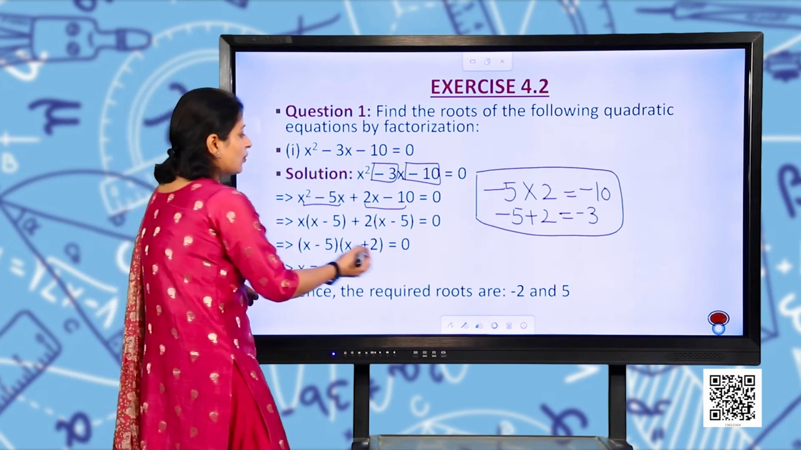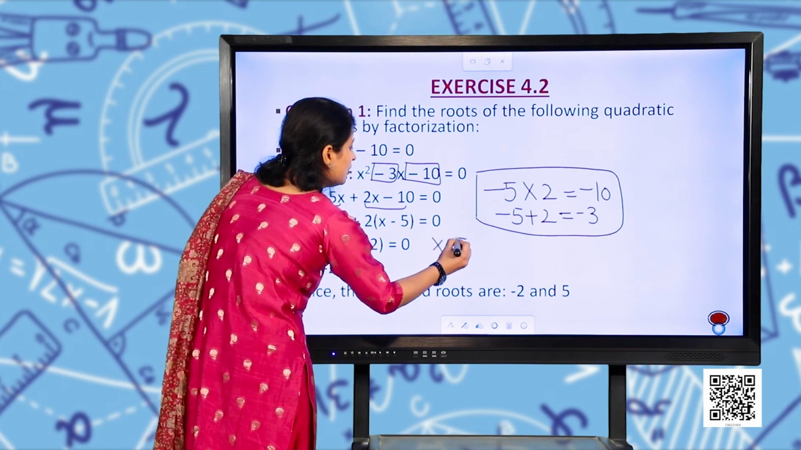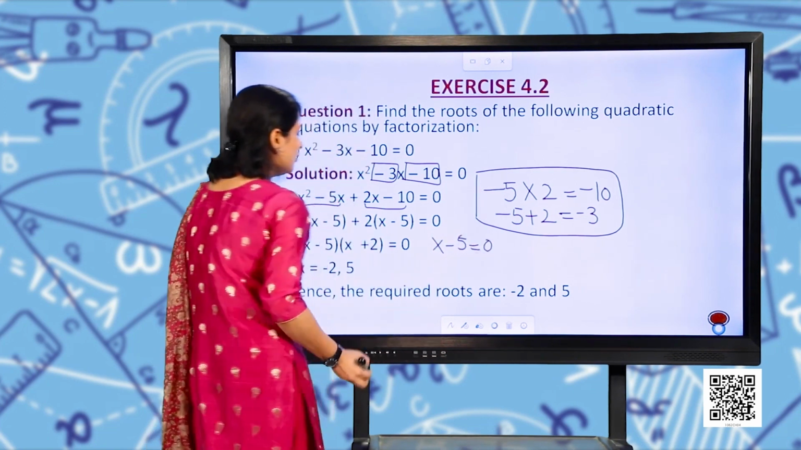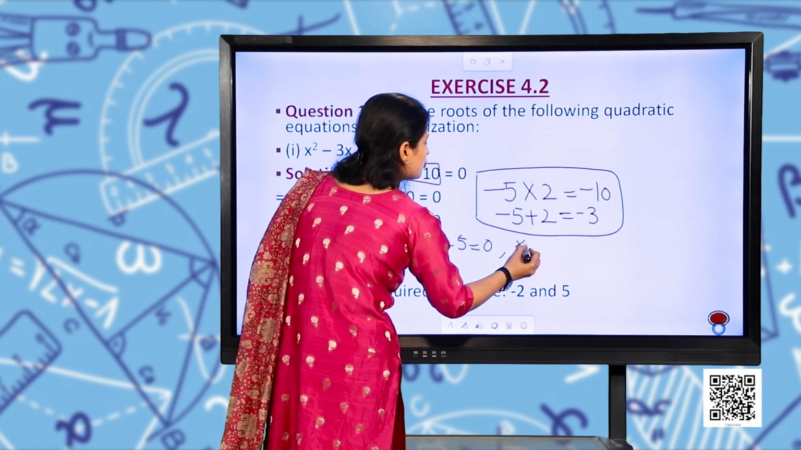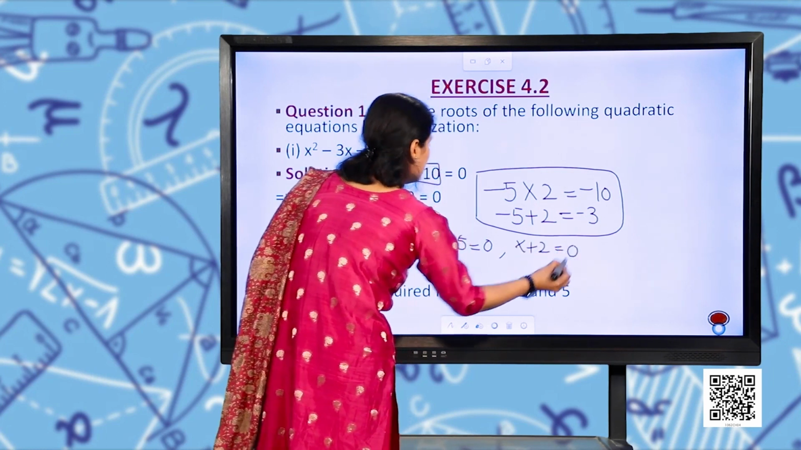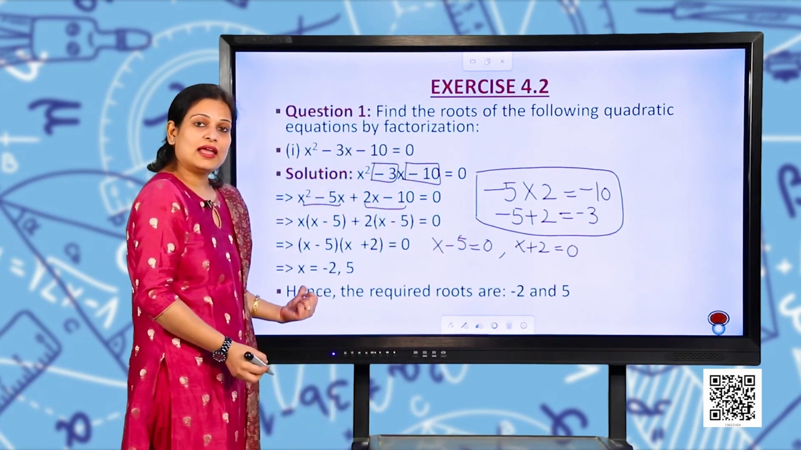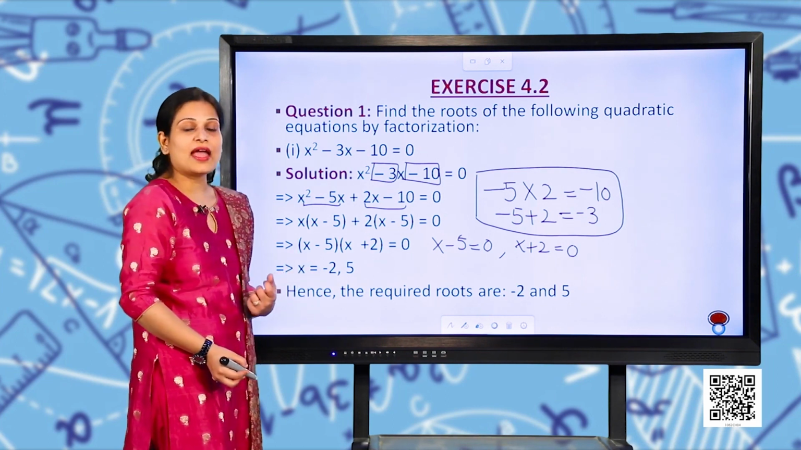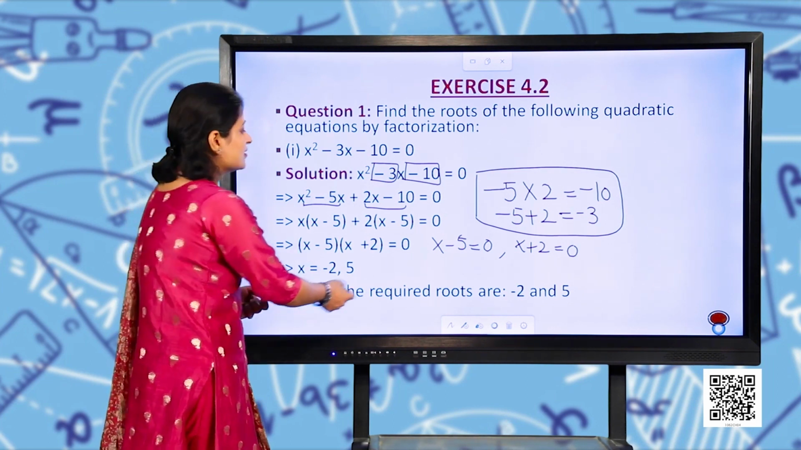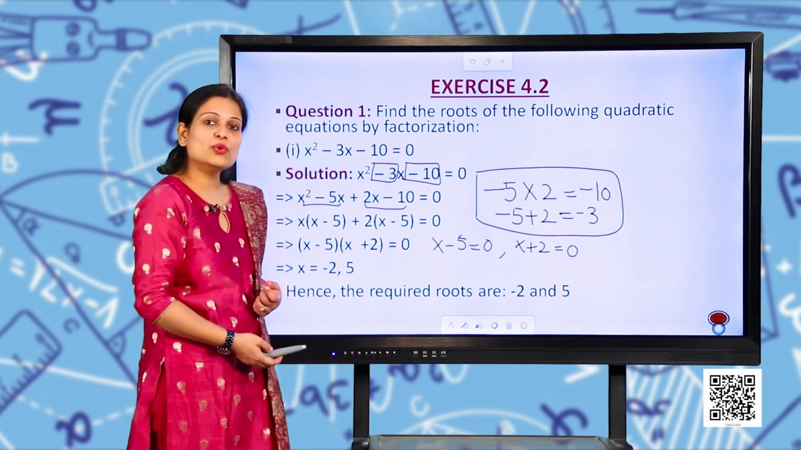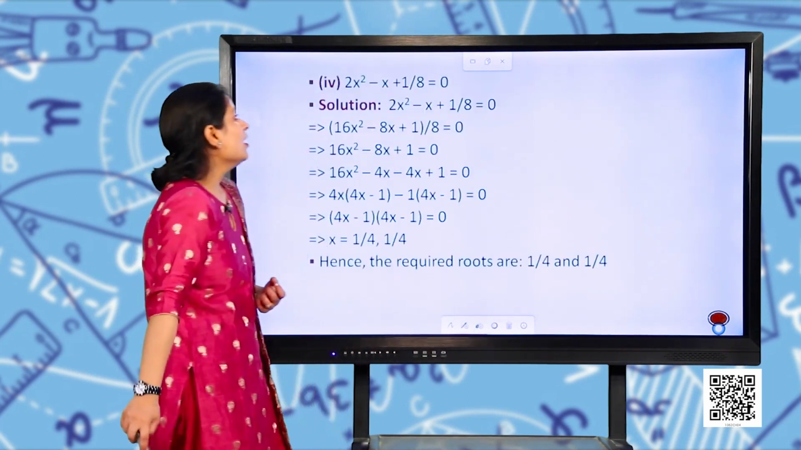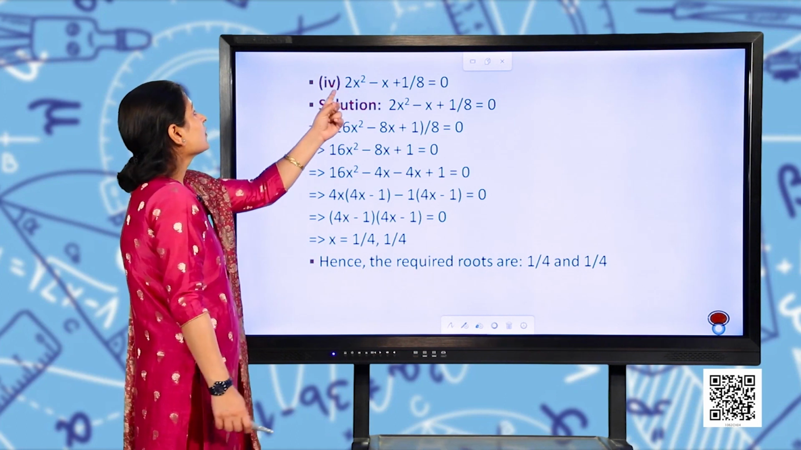Again, you can put either x minus 5 equal to 0, or x plus 2 equal to 0. So, the solutions are x is equal to minus 2 and 5. Hence, the required roots are minus 2 and 5. Now, next part 4.